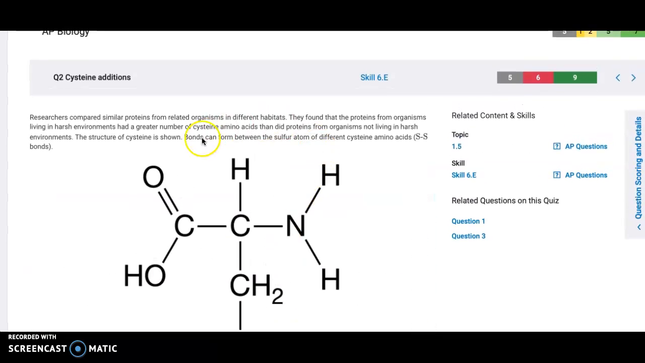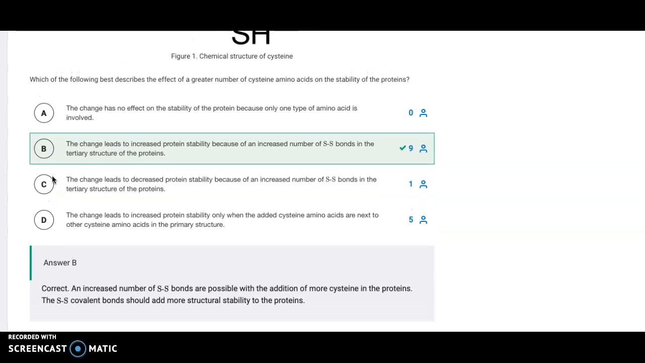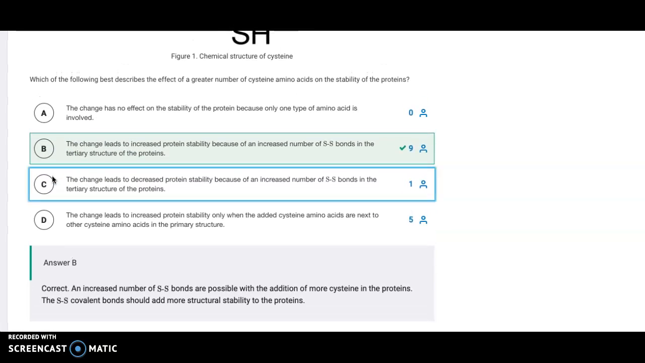Now, it does say up here that bonds can form between sulfur atoms of different cysteine amino acids, but proteins don't fold up so that one amino acid connects to the one directly next to it by their R groups. Remember, the R groups aren't how the amino acids actually connect in the peptide bond. That happens in a different part of the amino acid structure.